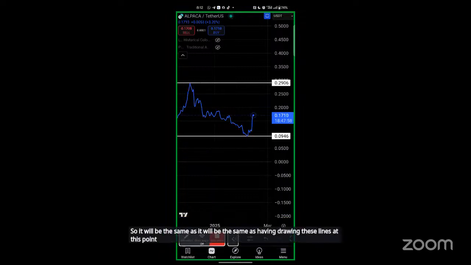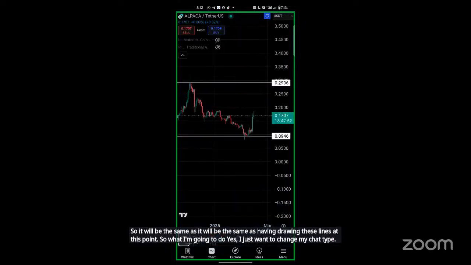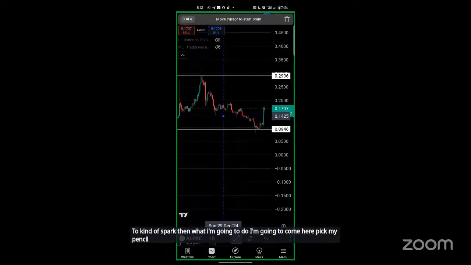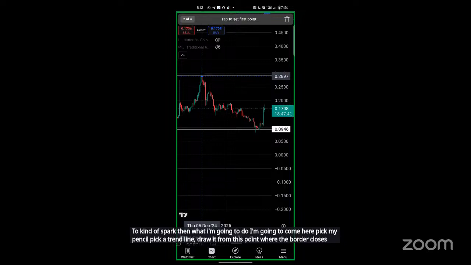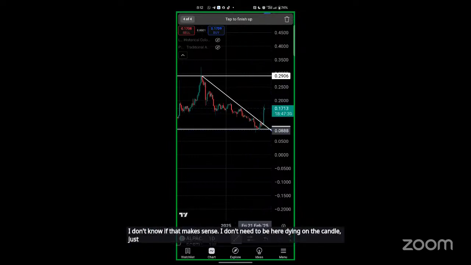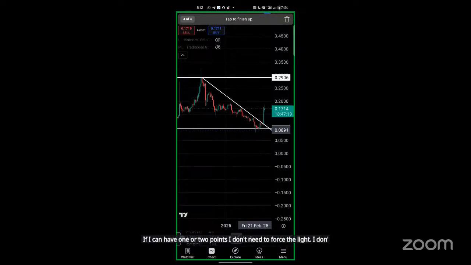So what I'm going to do, I just want to change my chart type to candles back. Then I'm going to pick my pencil, pick a trend line, and draw it from this point where the body closes, this one here. I don't need it to be perfect. I don't need to be dying on the candle, just stretch my line. If I can have 1 or 2 points, I'm good to go. I don't need to force the line. I just need to draw my line.